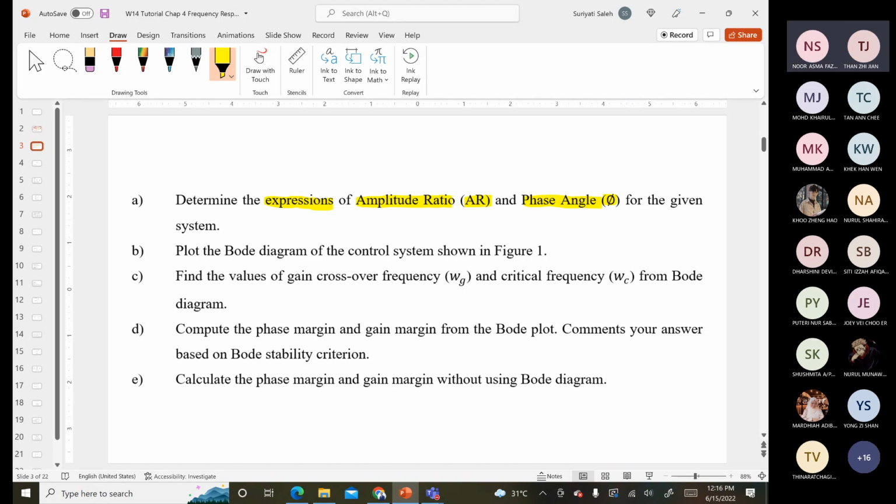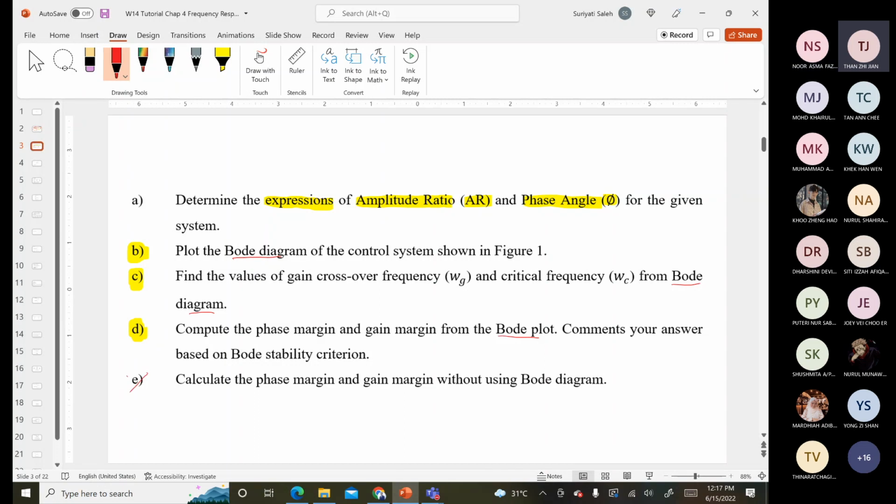And then from the plot, we need to find the gain crossover frequency ωg and critical frequency ωc from the Bode diagram. D, compute the phase margin and gain margin from the Bode plot. Comment your answer. And lastly, calculate the phase margin and gain margin without using Bode diagram. So we can see that questions B, C, D, you need to use the Bode diagram. That means the graph.